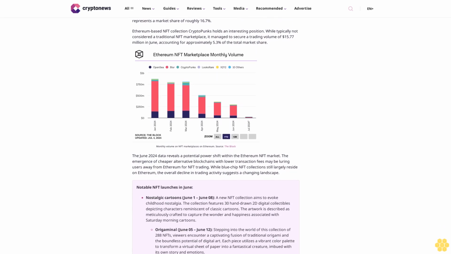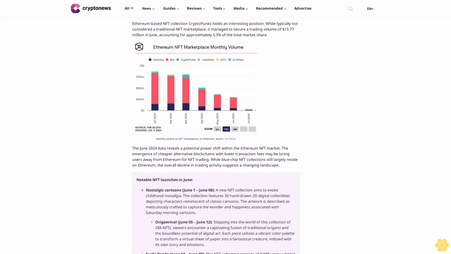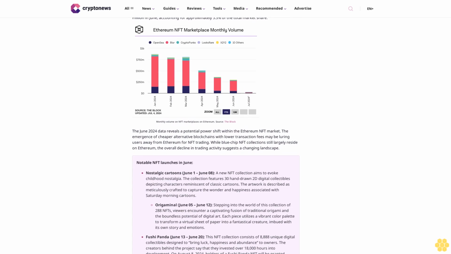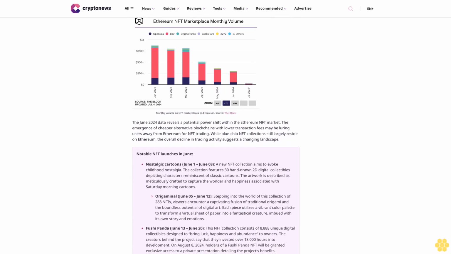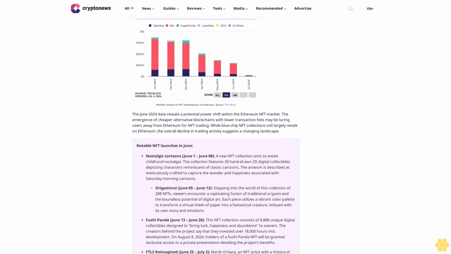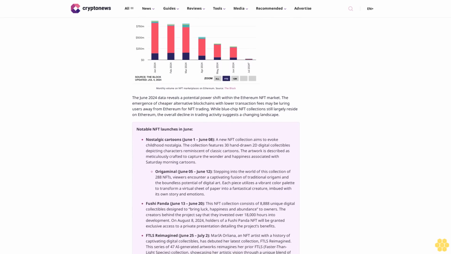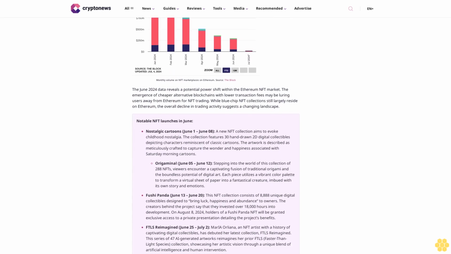According to Block data, monthly NFT marketplace volumes on Ethereum have been declining since January 2024, and even in January, volumes paled in comparison to the billions of dollars traded each month during the 2021 bull market. In June, volumes didn't even exceed $300 million.